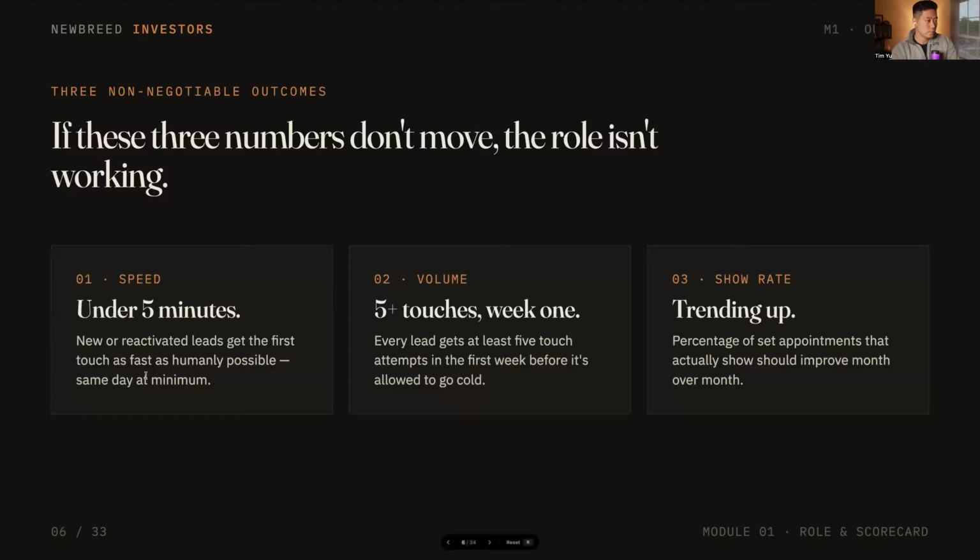Okay. So these are the 3 numbers that don't move, right? If these three numbers don't move, the role isn't working. Okay. So speed. Do you have new or reactivated leads that get the first touch as fast as humanly possible? Same day at a minimum, but you want to get it under 5 minutes. So it's either that you have a lead manager do it or an AI do it.